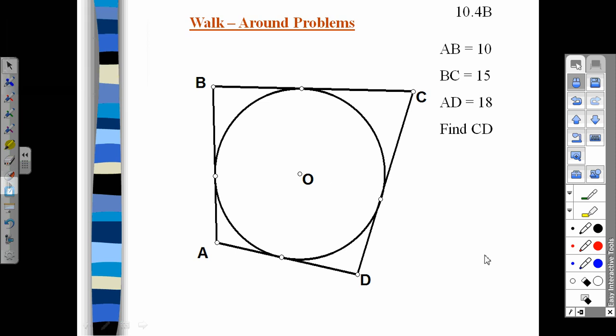All right, here we go. 10.4b. Sorry that other video was so long. Hopefully this one won't be so bad. We have two more types of problems that you're going to experience in this section.